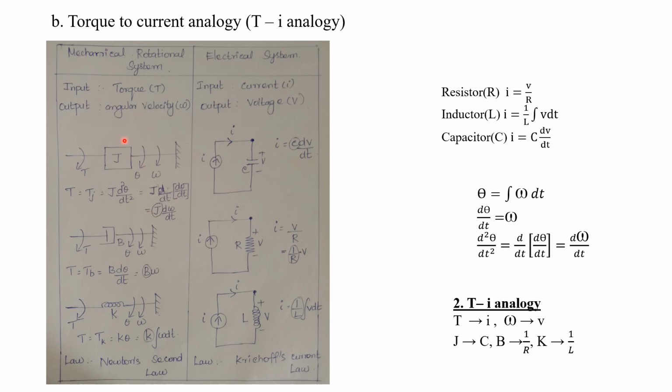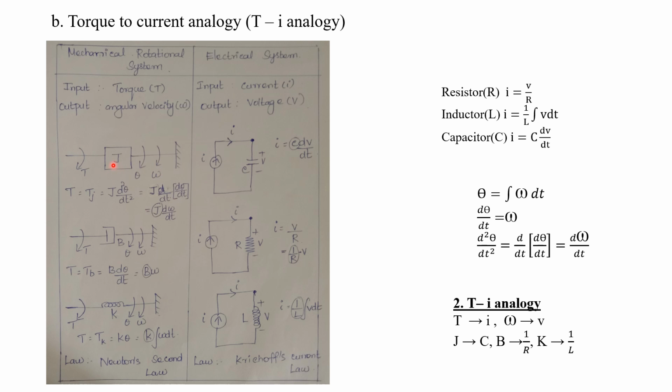Similar to the previous analogy, we are going to consider the moment of inertia of mass. This is an ideal moment of inertia of mass, so it does not have any frictional as well as elasticity effect. One end of this moment of inertia of mass is connected to a fixed surface, the other end is free. At the free end we are applying an input torque T. Due to this there will be an angular displacement theta. Along the same direction there will be an angular velocity, that is omega.